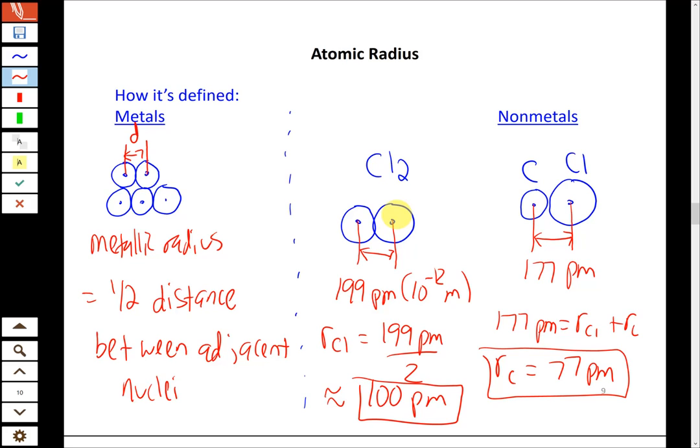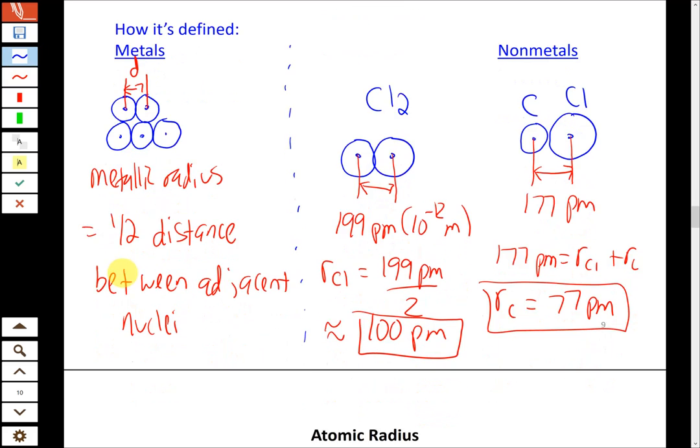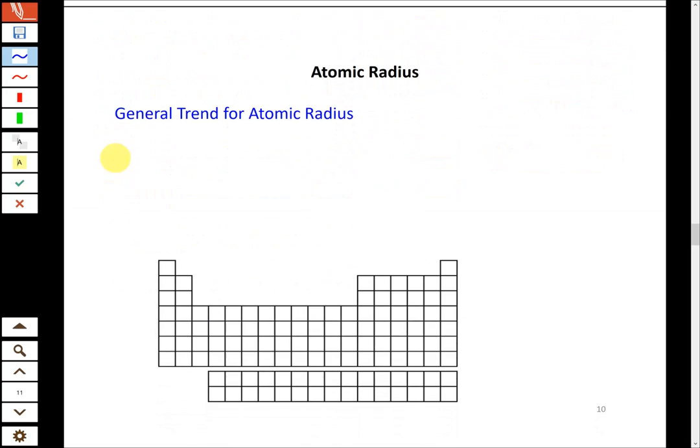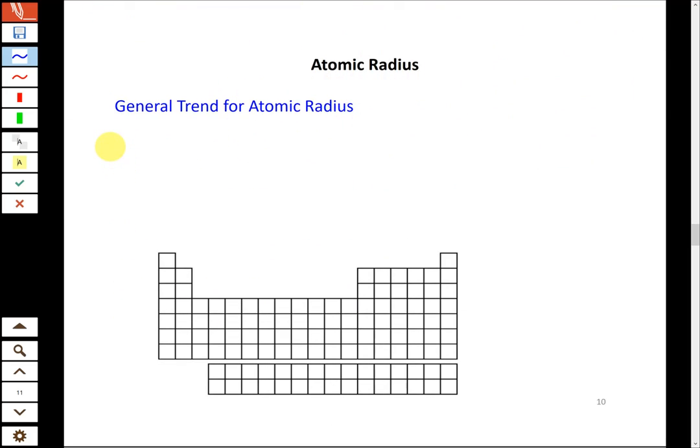So how do we predict whether the radius is going to be bigger or smaller when we're comparing two elements or more than two elements to each other? And that's what we're really going to deal with in this course, okay? So here's the general trend for atomic radius. It comes from the periodic table.